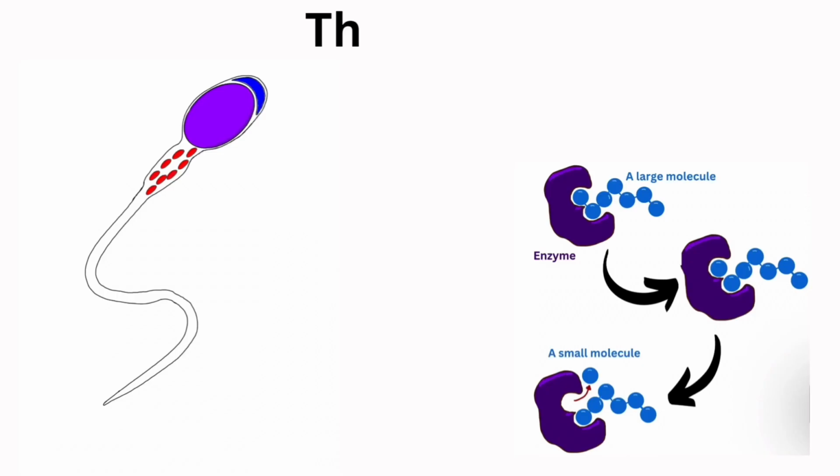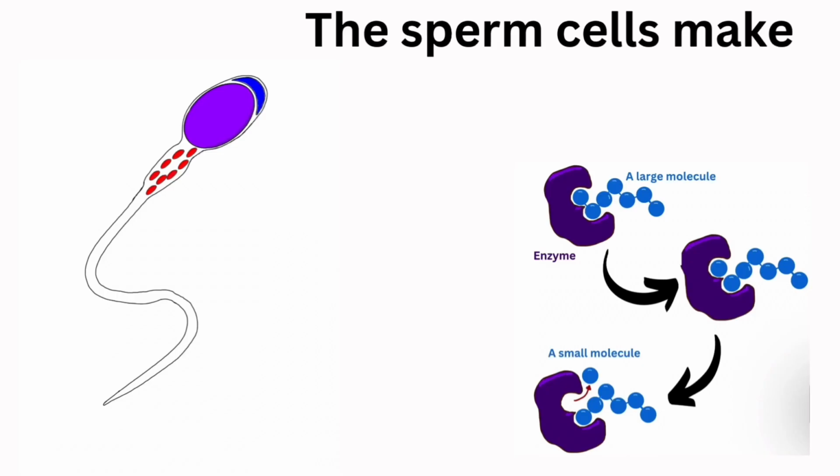Let's finish off by looking at this specialised cell. Do you recognise it? It's a sperm cell. So you don't really need to know this bit for your exam, but you can sound extra clever if you do. So the head of the sperm cell actually has to have enzymes in it.